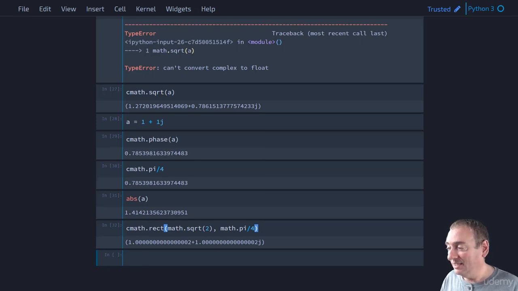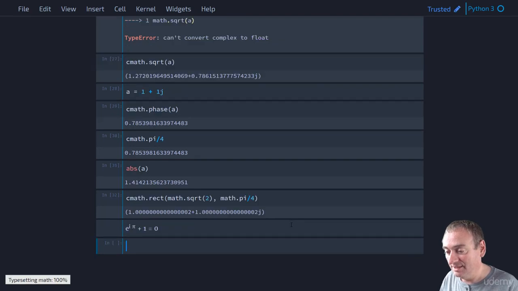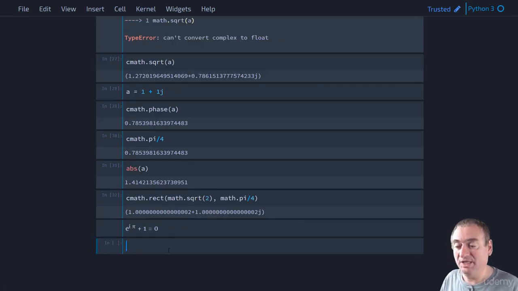All right, lastly, I want to talk about Euler's identity, and we again discussed that in the slides. So let's go ahead and just write out what it is. This is what it is, e to the I pi. I is more standard notation in complex numbers in math, but in Python they use j. So this would be e to the pi j plus 1 equals 0. So let's go ahead and test this equation out.